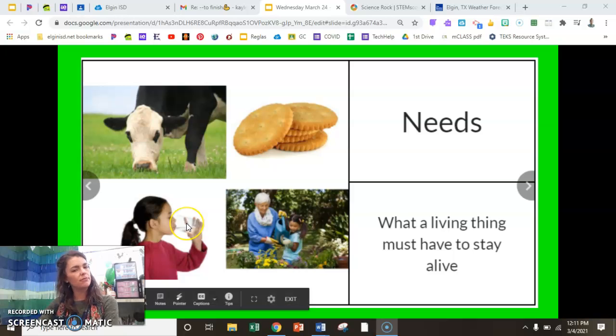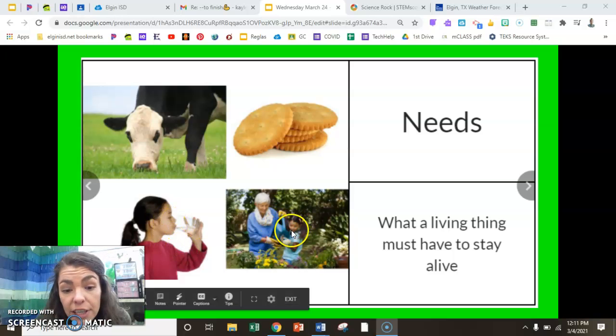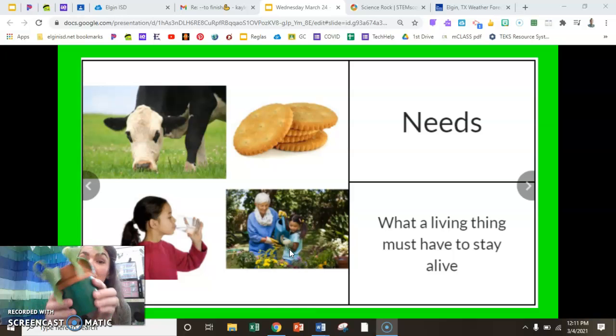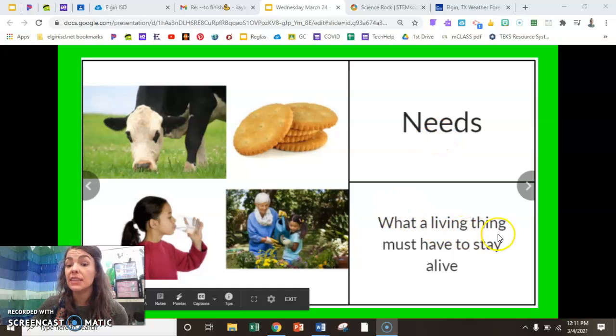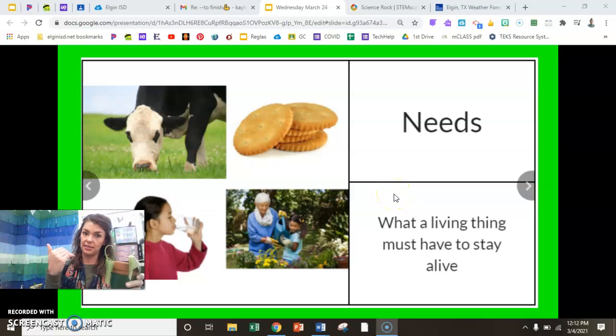Take a look at this girl. What's she drinking? Water. Have you had any water today? You need water to live. And down here, this girl, she's giving water to her plants. Plants also need water to live. Needs are what a living thing must have to stay alive. You cannot live without your water and without your food. Plants cannot live without their water. And the plants can make their own food when they get light.